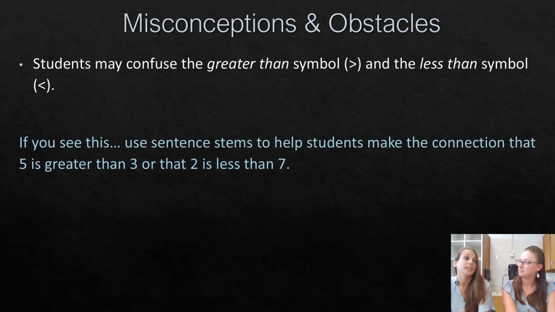Misconceptions that we see a lot from the time they start comparing all the way up through 5th grade is the symbols. So really getting them to understand the greater than and less than symbol. What is a good way to help them? By using those sentence stems that we just talked about to make that connection. So 5 is greater than 3 or 2 is less than 7. All of those statements need to be said using the symbols as well.